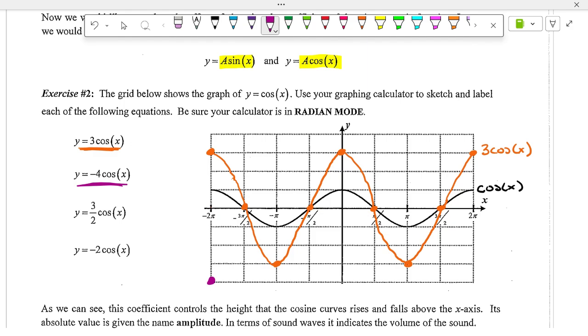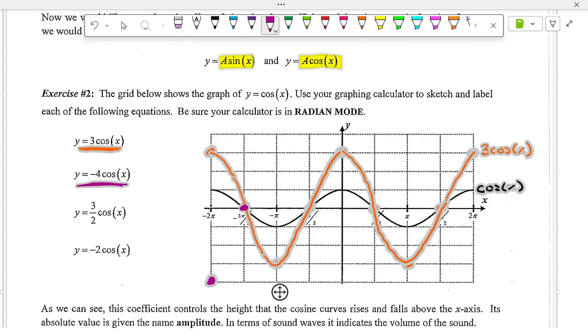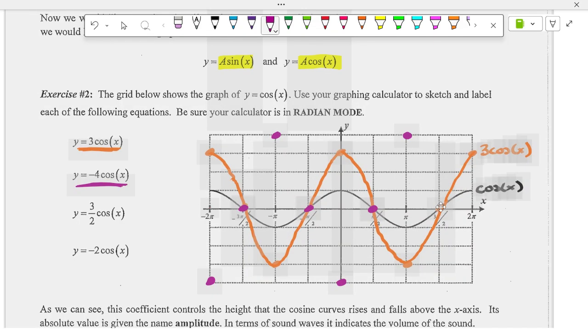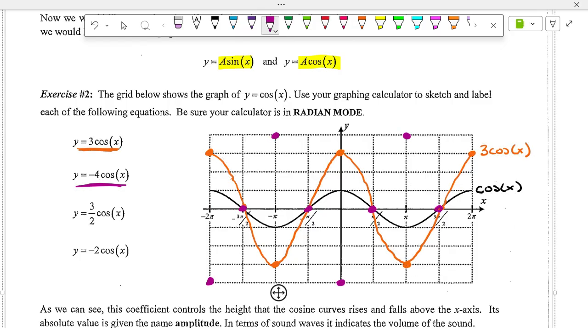So where is negative 3 pi over 2? Where does it fall? 0. What about pi? 4. 0. Then negative 4. Then 0. Then 4. Then 0. And negative 4. So if I draw it, it's going to look something like this.